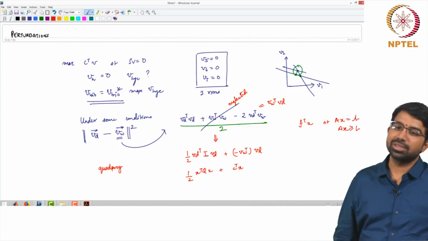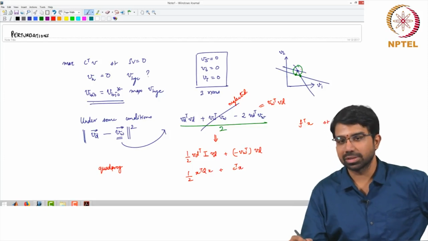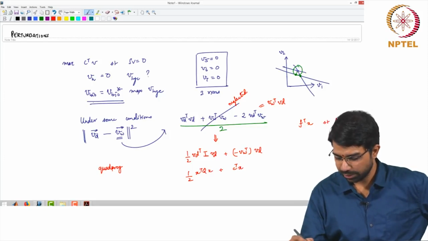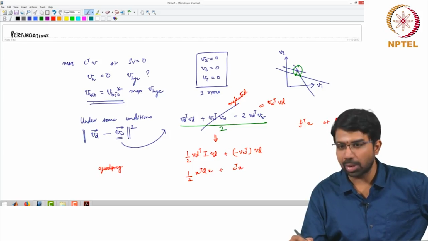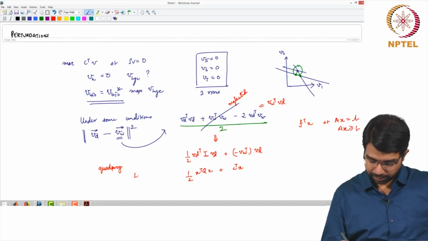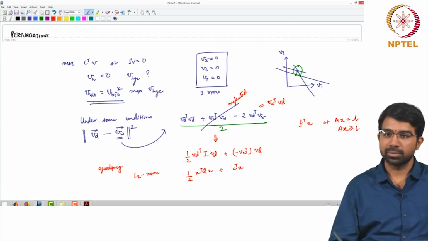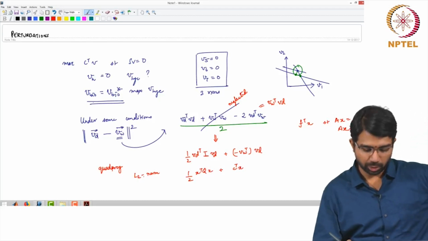When you say minimize the change, you are essentially trying to minimize this geometric distance, right? This is basically the norm of VW minus VD, or what you would call the L2 norm, right? What is P norm?